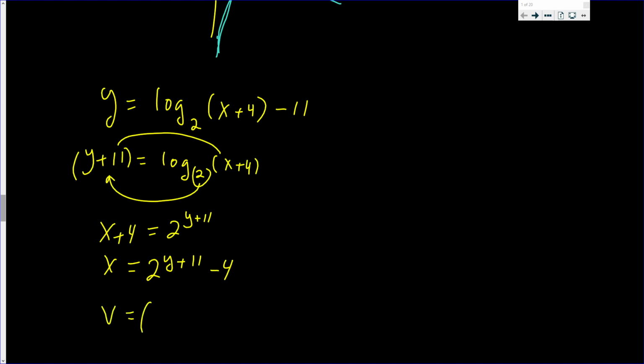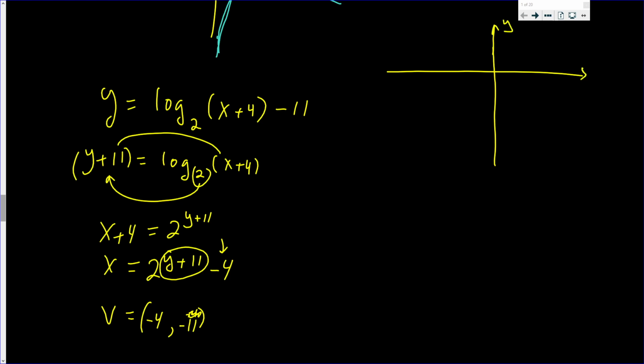The vertex is going to be what makes the power 0, and that's the y value being negative 11. And what does that say? Negative 4. Where else are you going to put the negative 4? I mean, you're not going to have two numbers by the y. So the vertex is at negative 4, negative 11. Y-axis, x-axis. X is negative 4, y is negative 11. That's the point. That's the vertex.